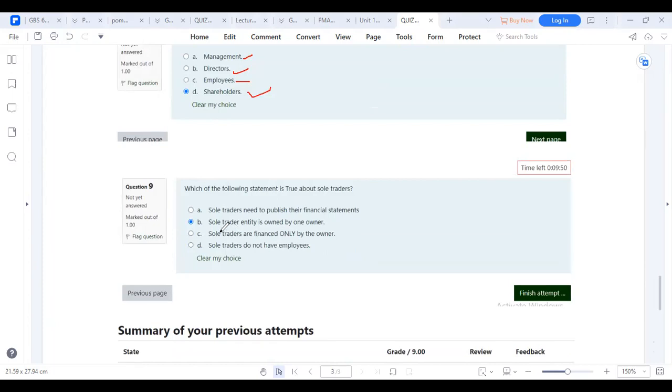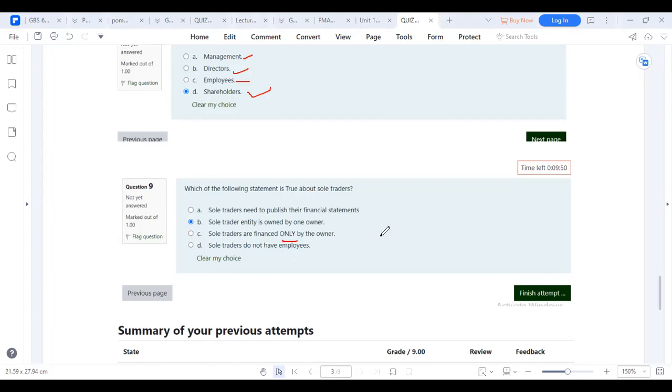So sole traders, entity owned by one person. That is true. Only by the owner. Okay, the sole trader does not have employees. That is not true. I have one.